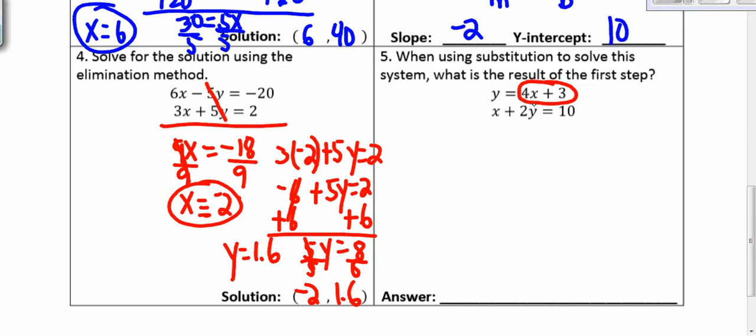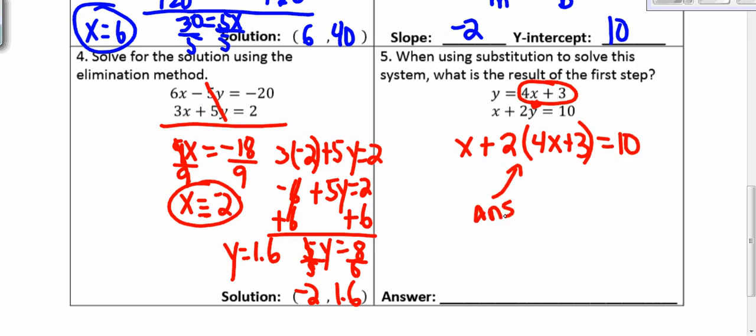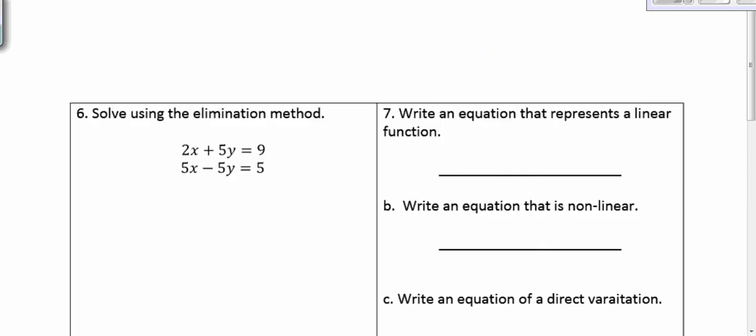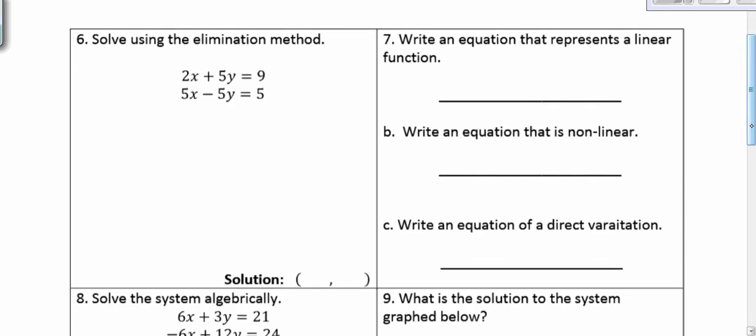Remember, this is y equals. So I'm just going to draw a little line right here, and that's where I'm going to substitute that y in. So it's going to be x plus 2, and instead of the y, I'm going to put 4x plus 3, and then equals 10. This is your answer. This is the result of the first step. So it's not going to ask you to go any further and actually solve. They just want the result of the first step that you would take, and that is the result. All right.